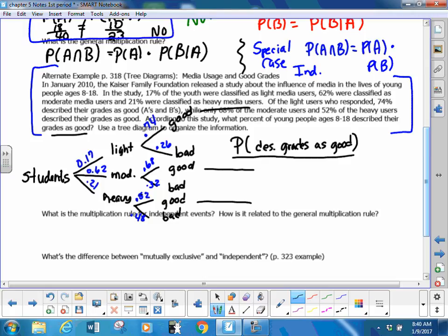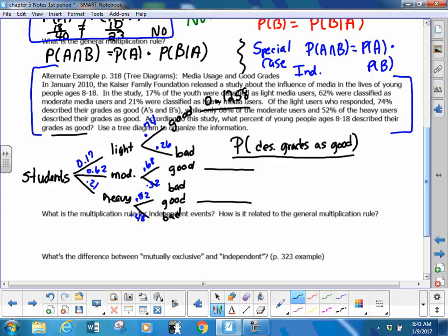Take the percentage, or take 0.74 out of it. I don't know if I'm describing it well. What is 0.74 and 0.17? All you really have to do to get this good is multiply, because we want light and good. And remember, we're thinking "and," so light and good, all you have to do is multiply, and let me crunch that number for you: it's 0.1258.